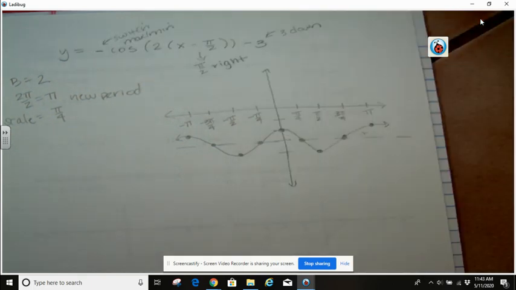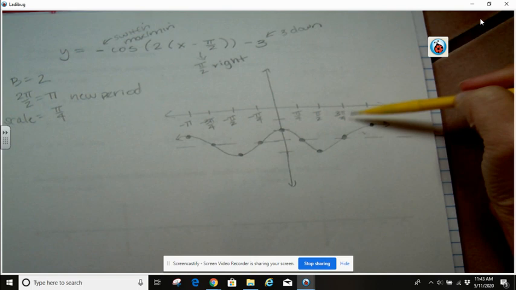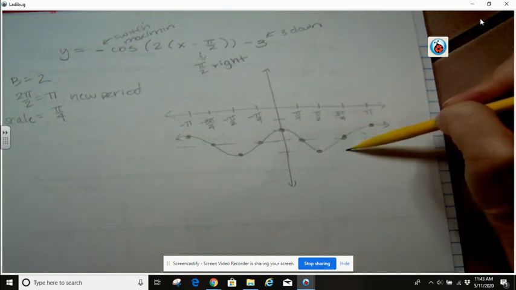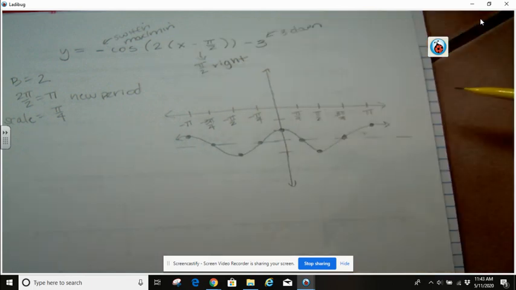That doesn't always happen. If this graph had moved 3 pi over 4 to the right, then that first point would have been here, and these things would just not undo each other.